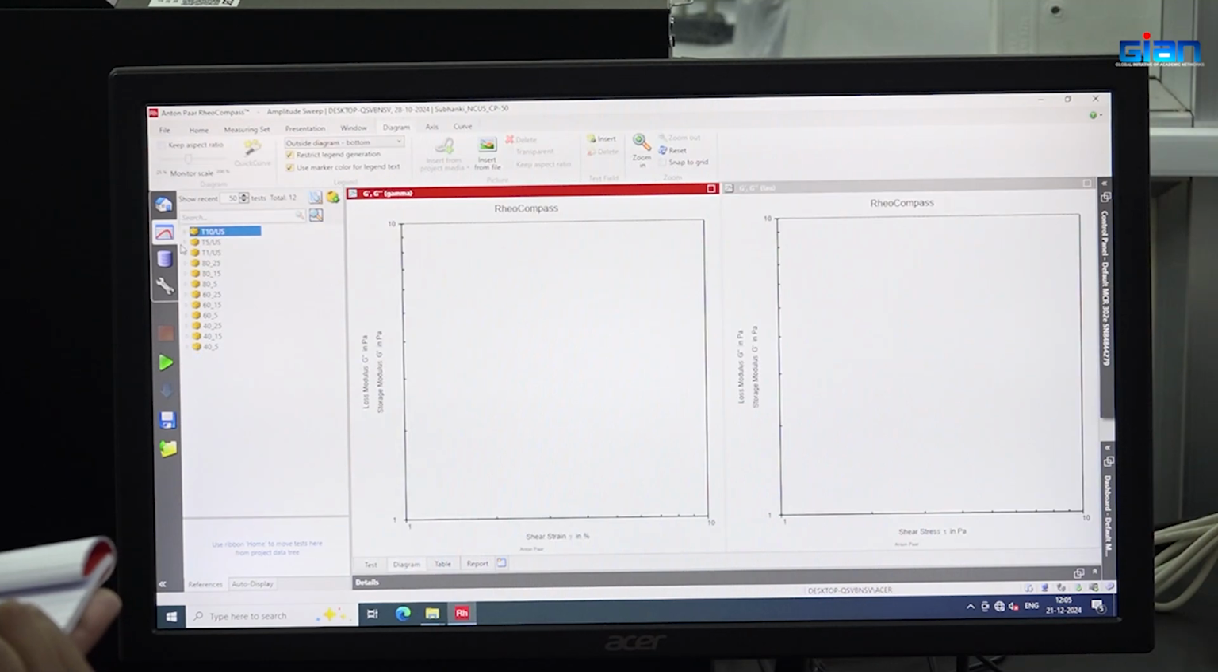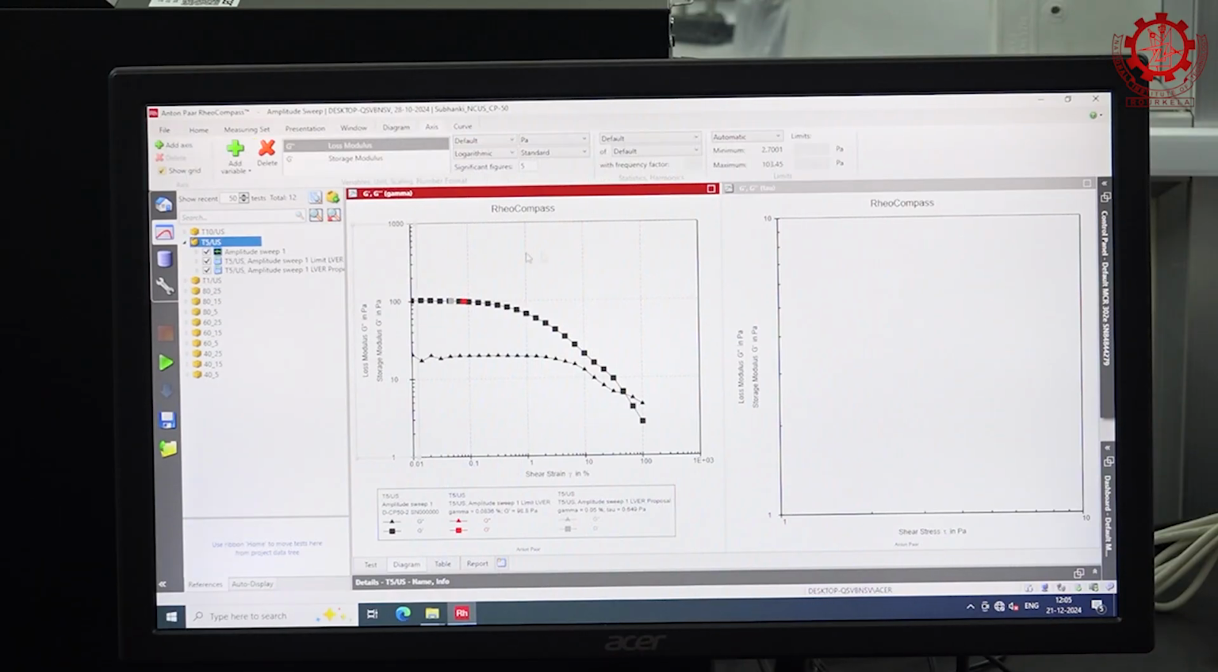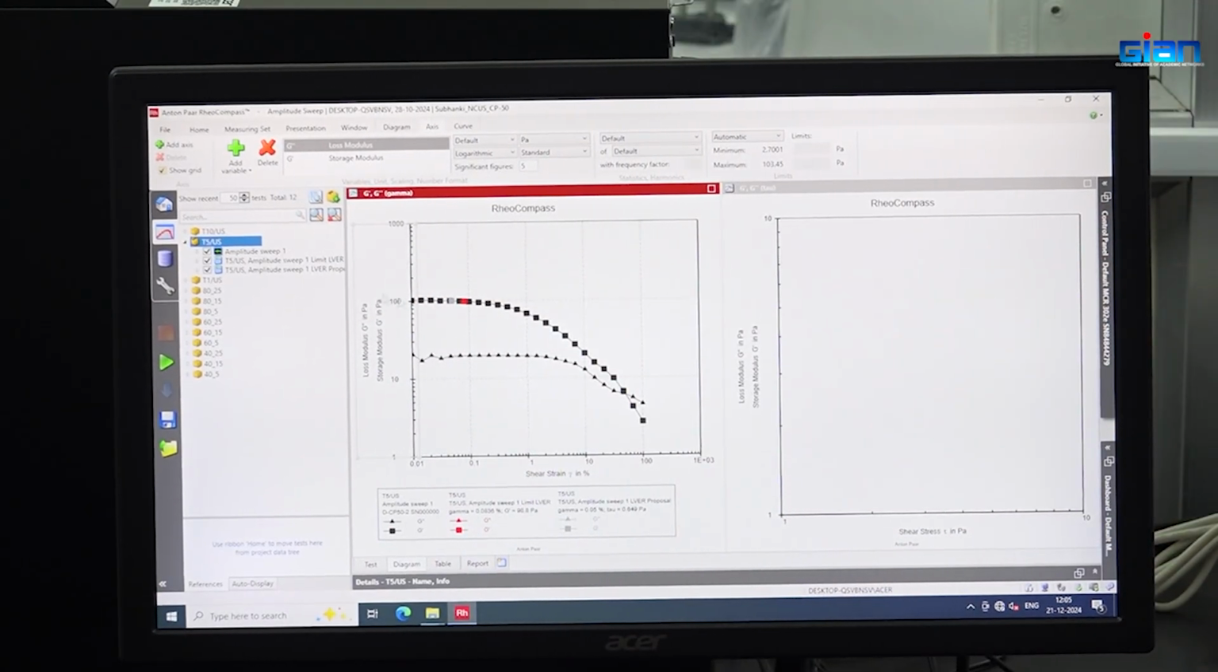So we'll see one of the diagrams. This is a diagram of an amplitude sweep. In this, the square ones are G prime, which is the storage modulus, and the triangular ones are G double prime. In a very small range, G prime as well as G double prime showed little variation, but G prime was constant. So this region we can consider as the LVR region, the linear viscoelastic region.